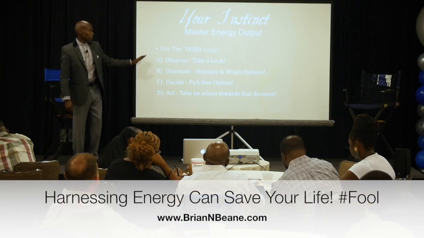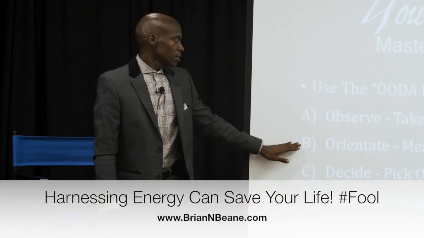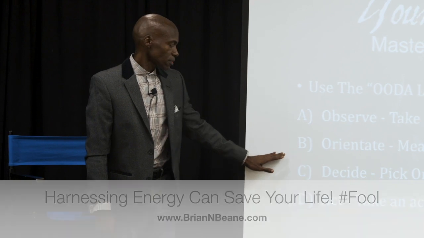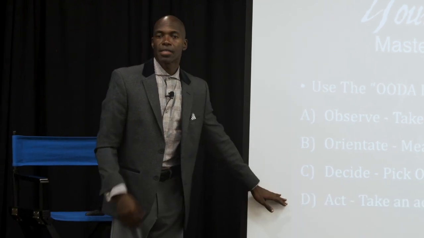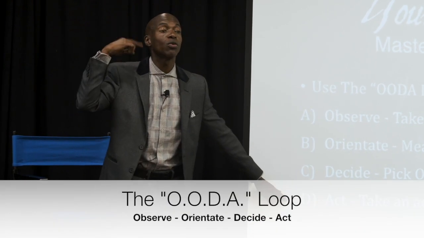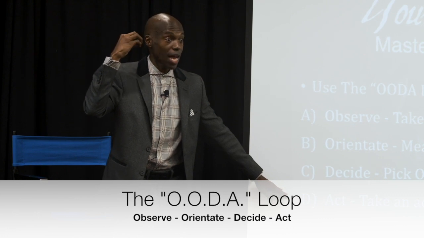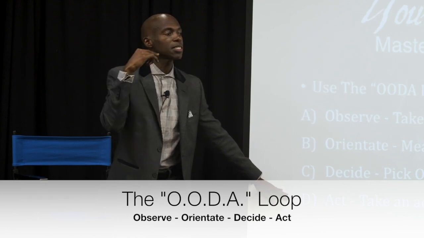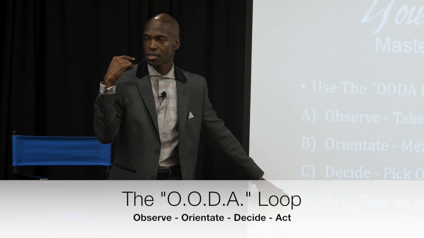The OODA loop is simple. First you observe, then you orientate, then you decide, and then you act. They call it the OODA loop. This is how your brain works. This is physiological. This is not me making this stuff up. This is how your brain works, and I'm gonna prove it to you in a second.